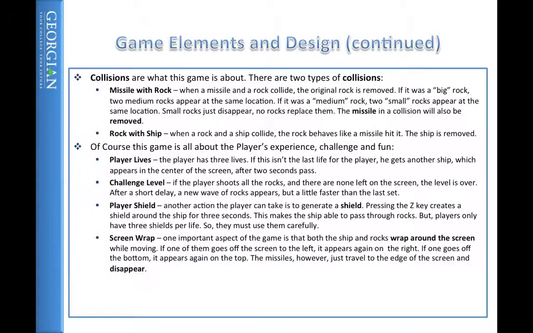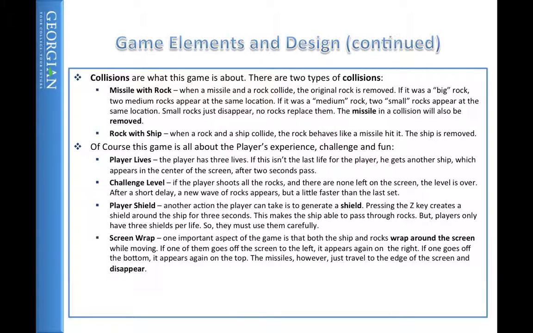Okay. Collisions. That's what this game's all about, right? There's 2 types: missile and rock. That's one type of collision, right? When a missile and a rock collide, the original rock is removed. So we have to talk about this remove child idea, remove the rock, right? If it was a big rock, 2 medium rocks appear at the same location. So it splits the rock in 2, okay? If it was a medium rock, 2 smaller rocks appear at the same location. That's kind of cool. Small rocks just disappear, no rocks replace them, and the missile in a collision will also be removed.